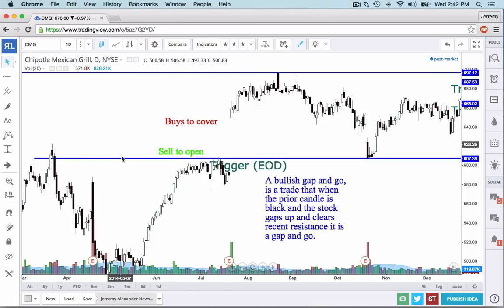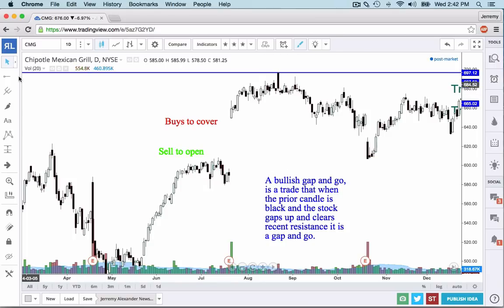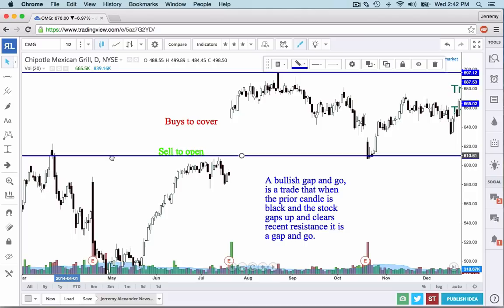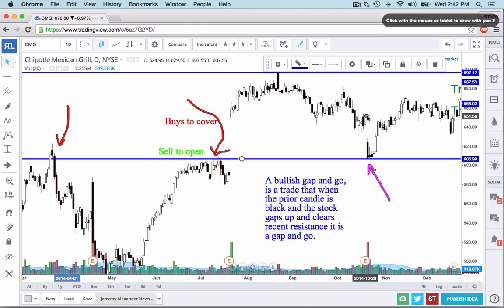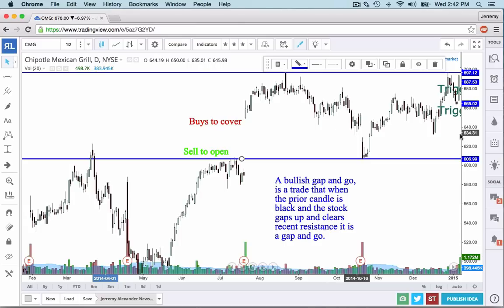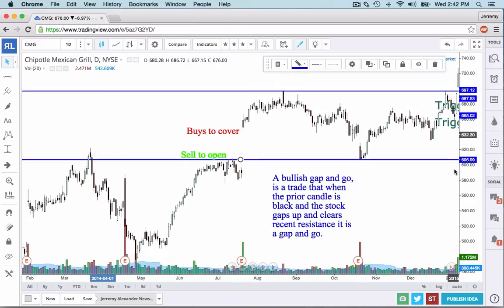What's interesting about that resistance? Well, what's interesting about this particular price at 610 and some change, 607, is this was a resistance here, and a support right there. So this gap, ladies and gentlemen, would have been a phenomenal day trade, but it would not have been the best swing trade because the stock was gapping to a support. Old resistance equals new support. So hopefully that clears up a little bit why that gap didn't specifically work out.